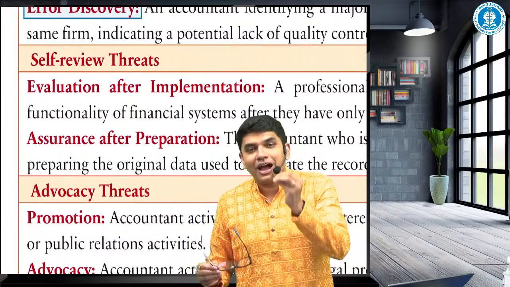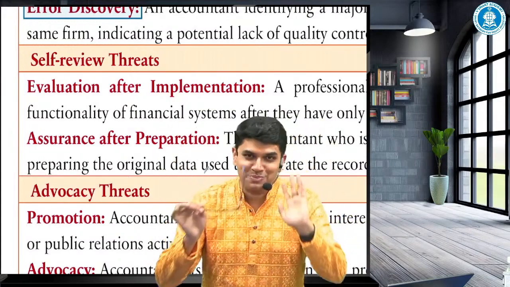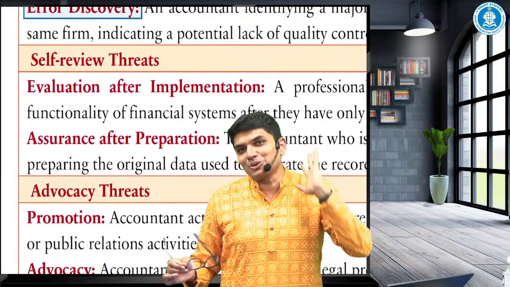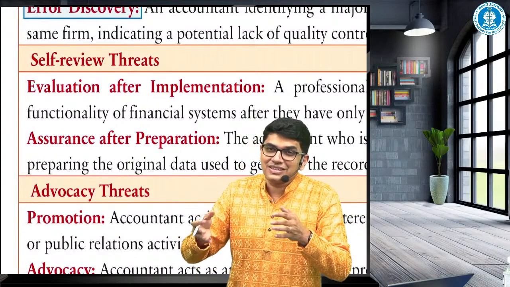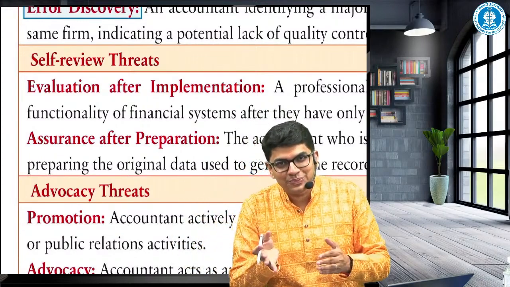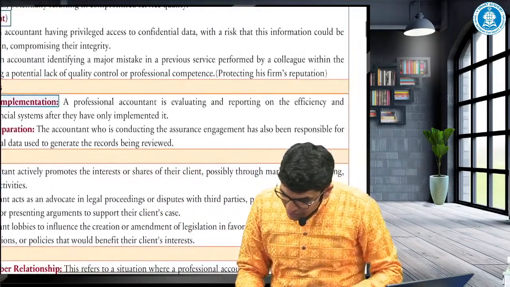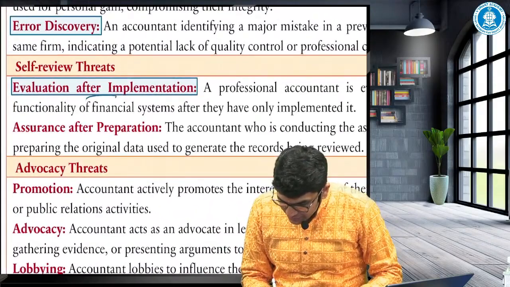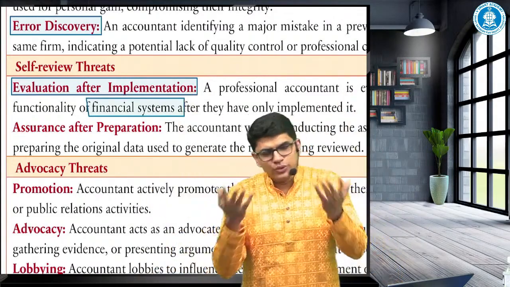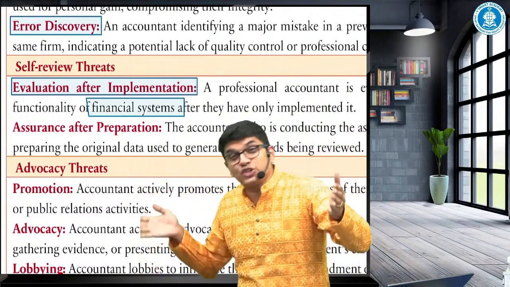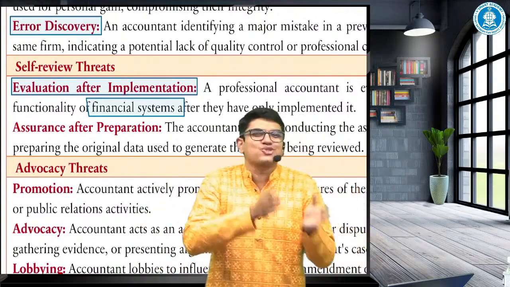He only decided how trial balance will be created, how financial statements will be prepared. He implemented internal control system. Now, he has implemented internal control system, and after two years, he's only doing the audit. You have evaluation after implementation. Accountant is evaluating efficiency of financial system after they have implemented. So if there is any assignment in which few years back, he only implemented everything, now he's only checking it as a statutory auditor or as an internal auditor. He's checking his own work.